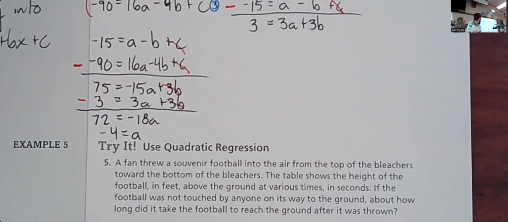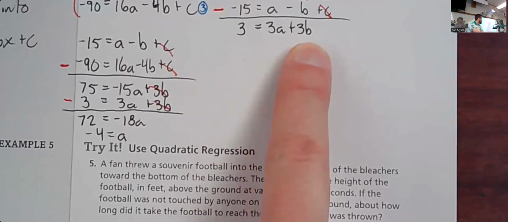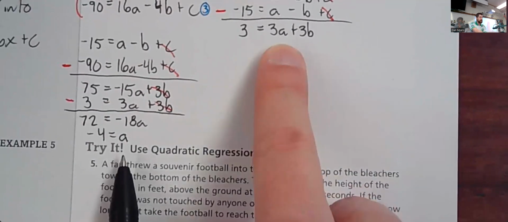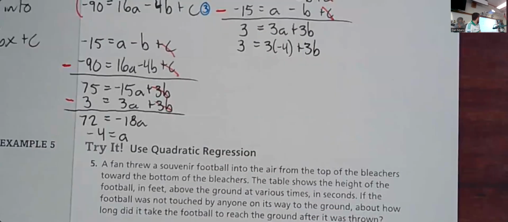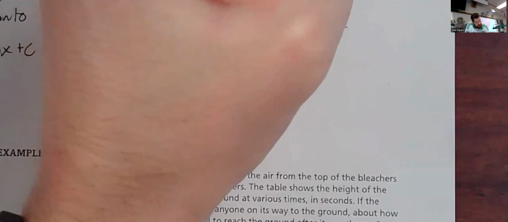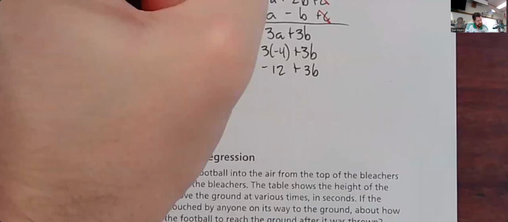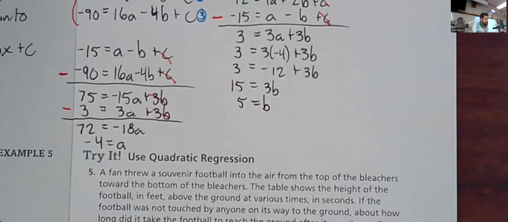And then to figure out B, let's just plug in A into this equation here, because that's got smaller numbers than the one with 75 and negative 15 and all that. So if we take our value of A, plug it in here, that'll be 3 equals 3 times negative 4 plus 3B. And then we can solve for B. So that'll be 3 equals 3 times negative 4 is negative 12 plus 3B. Add 12 to both sides. That gives us 15 equals 3B. So what does B equal? 5. Good. B equals 5.